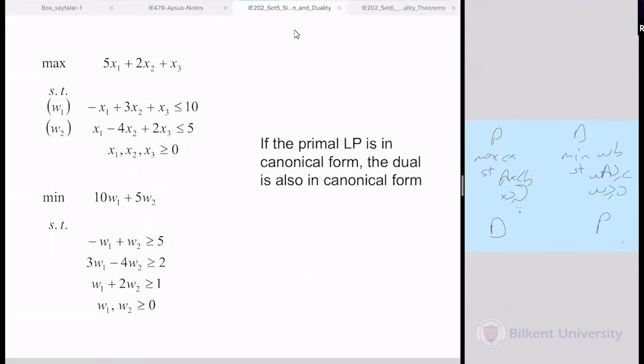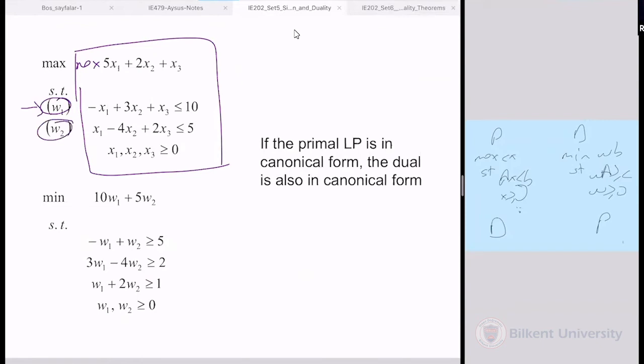Now, what did I say? This is my primal, right? Maximizing something, maximize should remain in here, subject to this. Now, I have to write a variable for each constraint in my primal. So I'm defining two variables because I have two constraints in my primal. W1 will be the multiplier of the first constraint, and W2 will be the multiplier for the second constraint. Okay? Now, in the dual, I'm going to write the dual. Let's look at the constraints first.